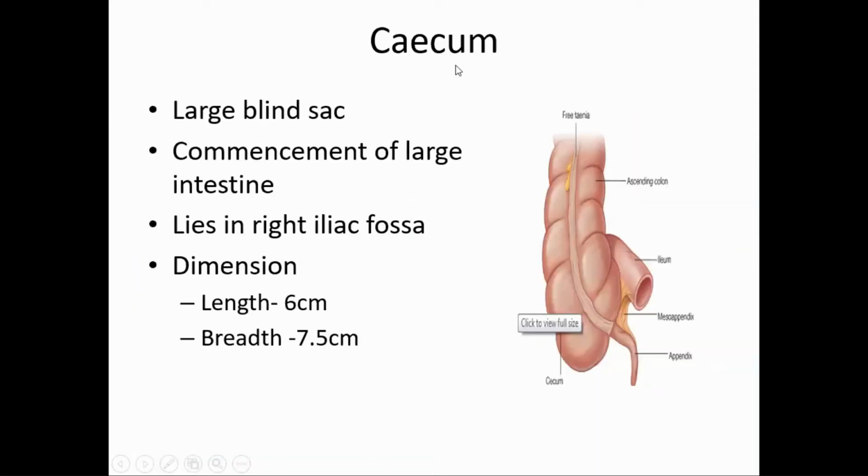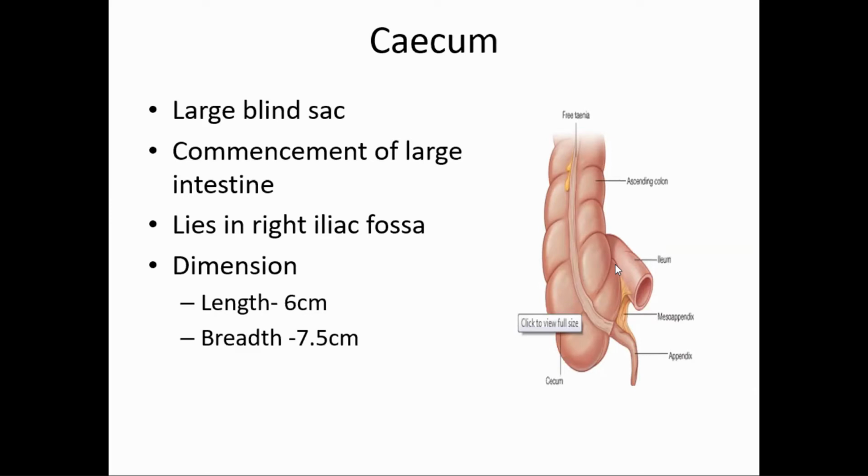First part of the large intestine is the cecum. The commencement of the large intestine is the cecum. It is a blind sac. And the location of the cecum, it is in the right iliac fossa. Iliac fossa lies on the lateral inguinal ligament. And the measurements of the cecum: its length is 6 centimeter and breadth is 7.5 centimeter.